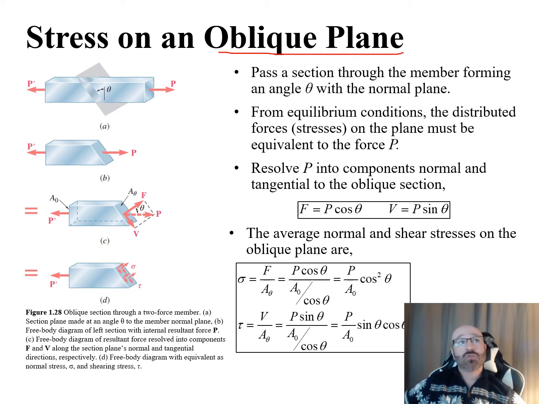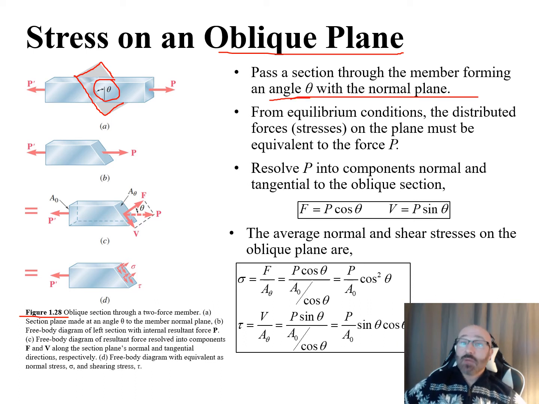So now if we talk about stress on an oblique plane, we have this diagram shown here in figure 1.28, and you can see our oblique plane going through our member. It passes through a section of the member forming an angle, our angle theta, you can see there's our theta, with the normal plane. So that's an angle with respect to the normal plane.